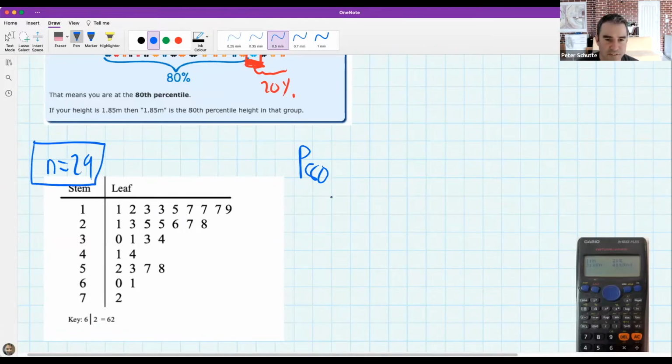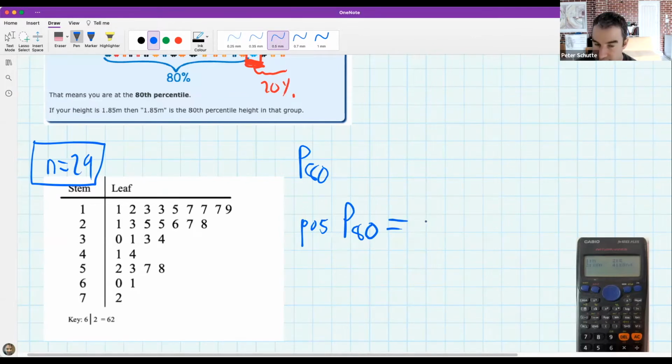Now, when we worked out the median in the previous lesson, what did we always do first? We didn't go straight to the median. We did something first. Can anyone remember what that first step was? Yes, it was the position. Okay. So before we work out P80, we have to work out the position of P80.